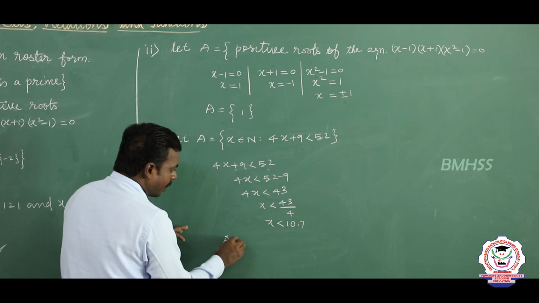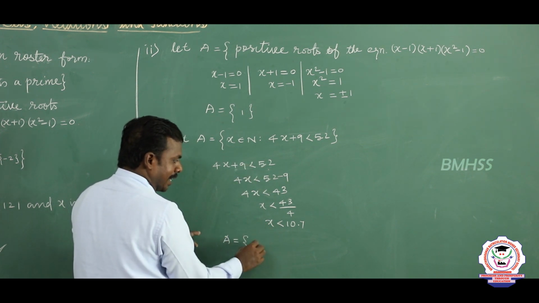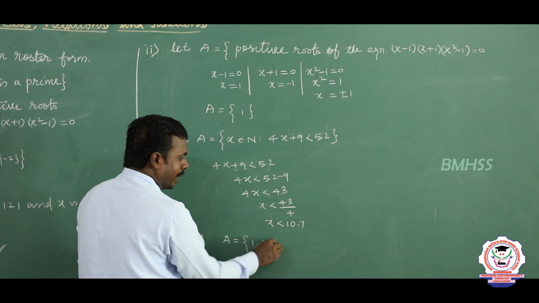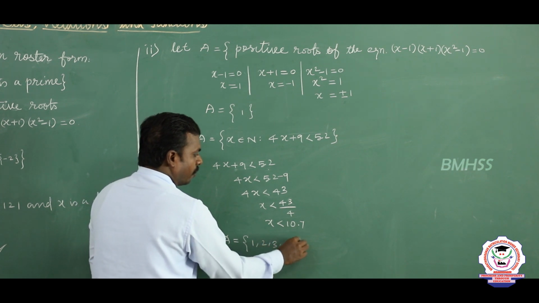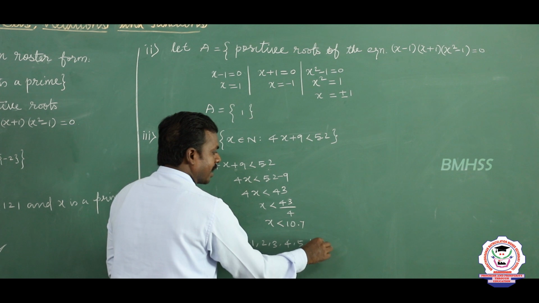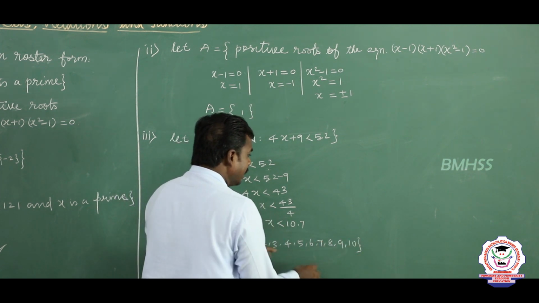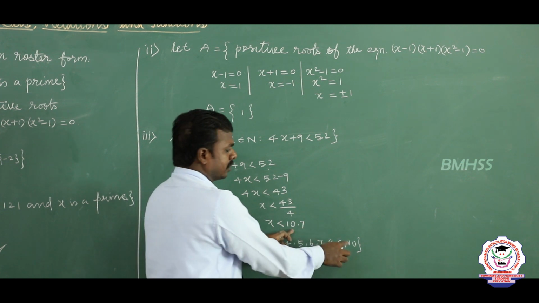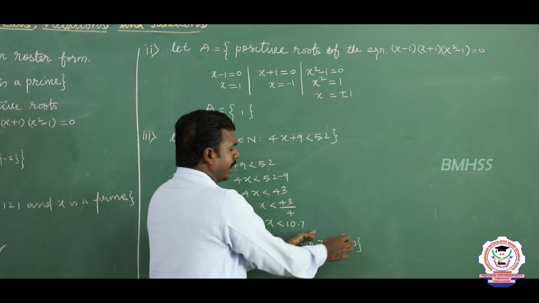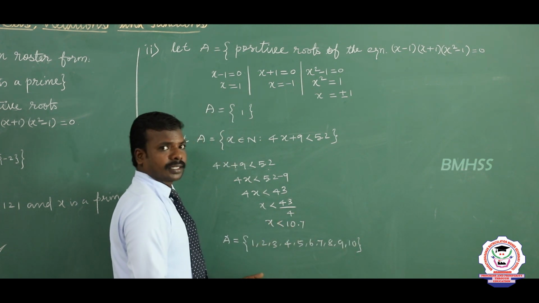Set A equal to, in the set, first natural number is 1, 2, 3, 4, 5, 6, 7, 8, 9, 10. 11 is not possible, so up to 10 is the possible value of this set.